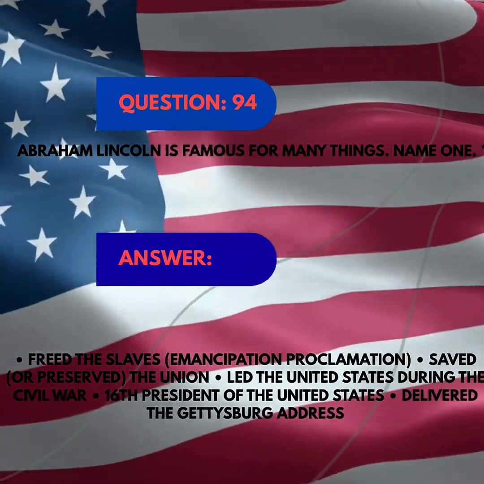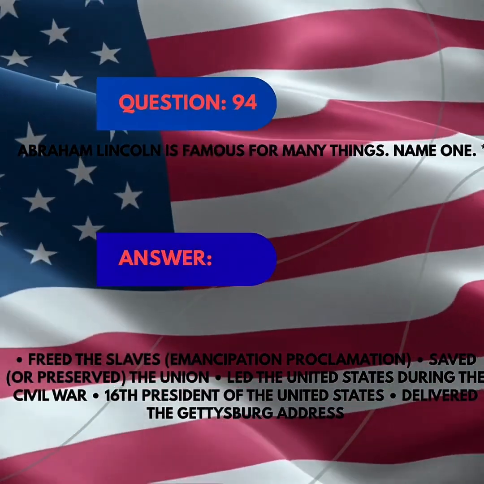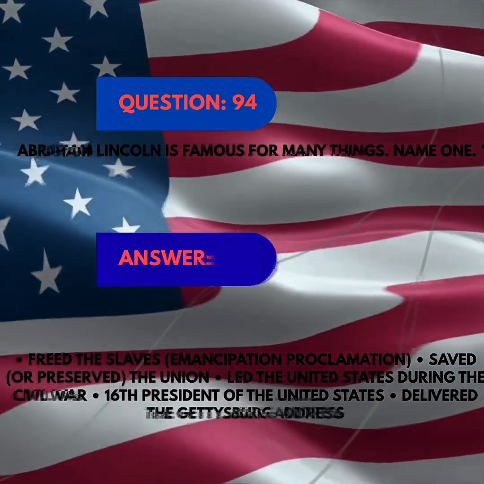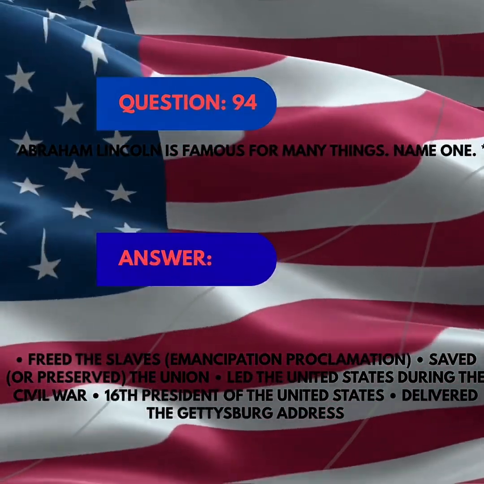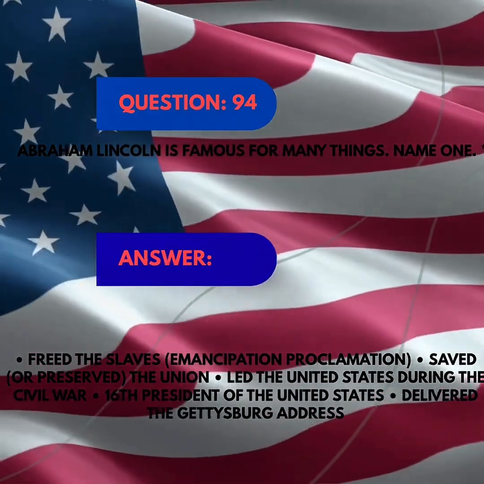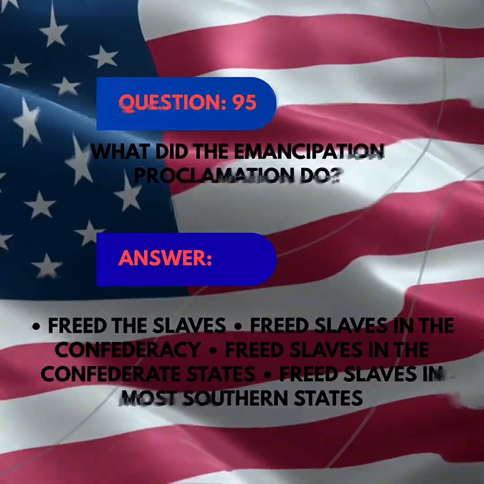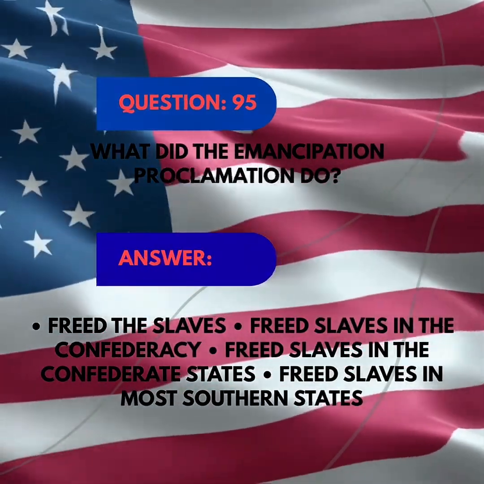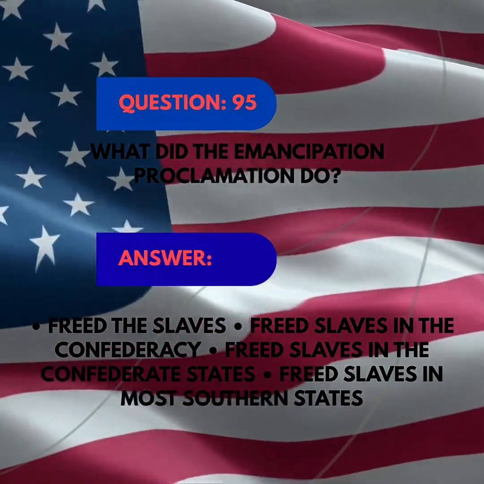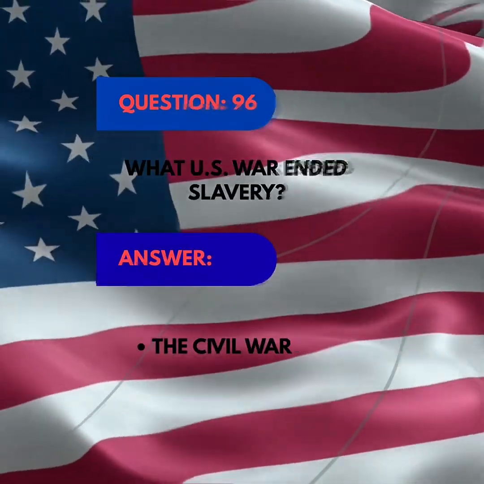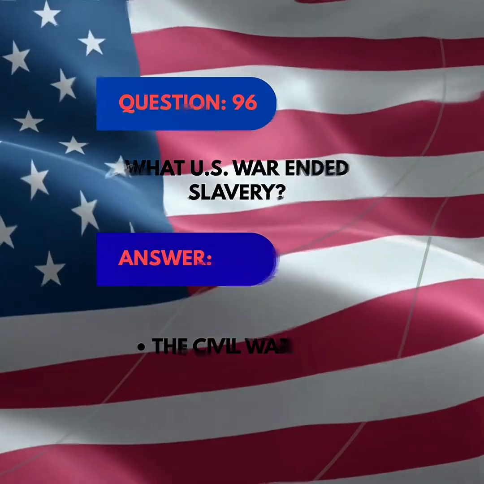Question 94. Abraham Lincoln is famous for many things. Name one. Answer: he freed the slaves, saved the Union, led the country during the Civil War, and delivered the Gettysburg Address. Question 95. What did the Emancipation Proclamation do? Answer: it freed the slaves in the Confederacy and in most southern states. Question 96. What U.S. war ended slavery?